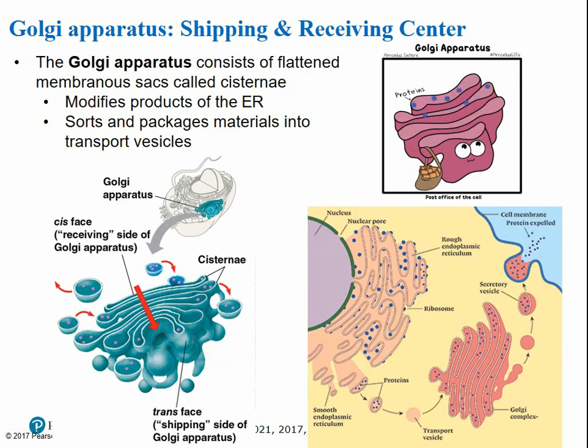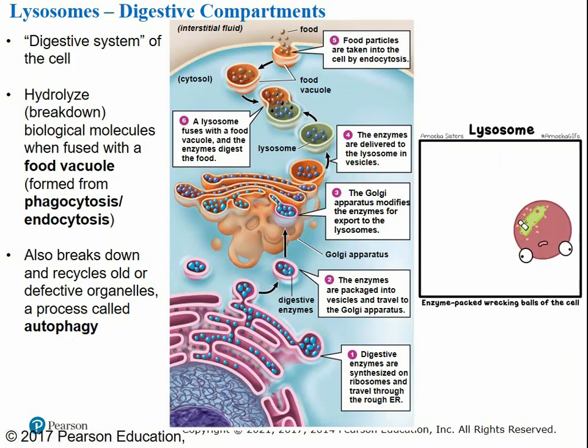The Golgi apparatus consists of flattened membranous sacs that are going to modify, sort, and package these newly synthesized proteins and materials into our transport vesicles, right, where then they can be secreted out of the cell. Lysosomes are one product that we can synthesize coming off of the Golgi apparatus. They're basically like the digestive system of the cell, so little stomachs, little bags of digestive enzymes.